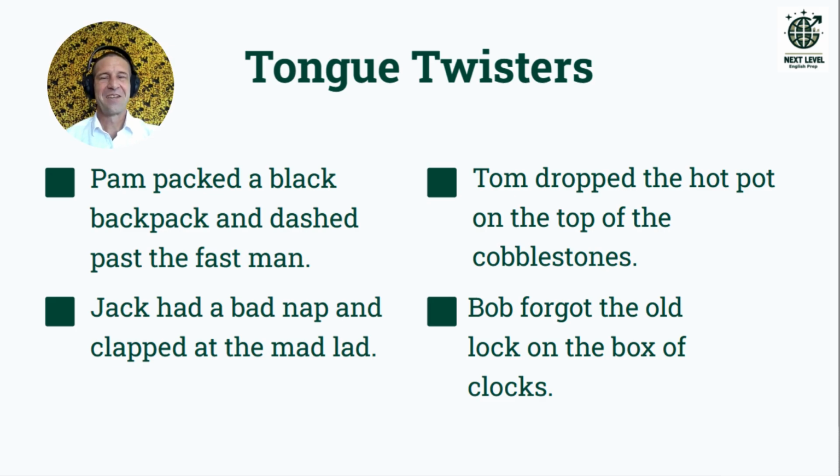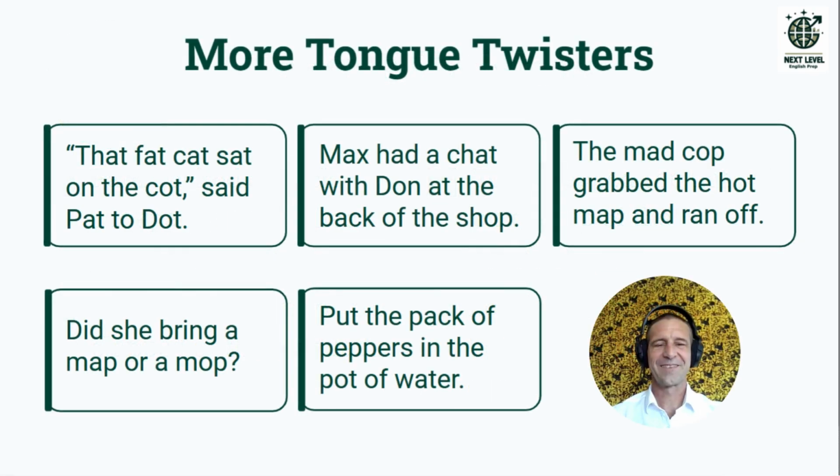These are tricky. Don't worry if you mess one up here and there. It's great practice. Let's try a few more. That fat cat sat on the cot, said Pat to Dot. Max had a chat with Don at the back of the shop. The mad cop grabbed the hot map and ran off.